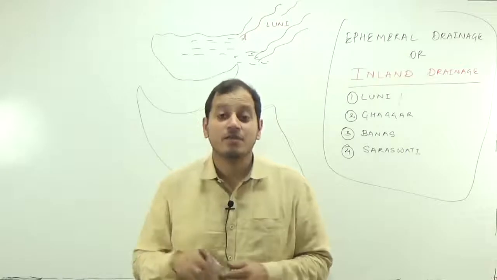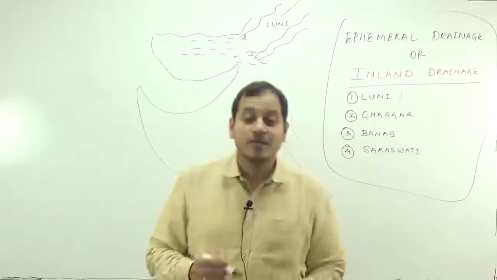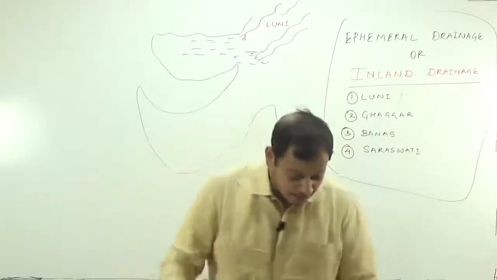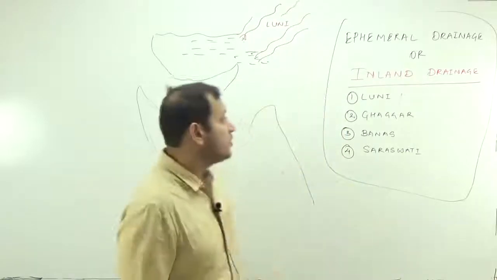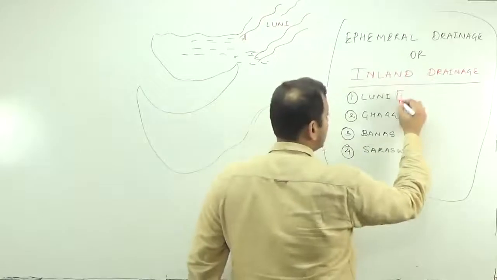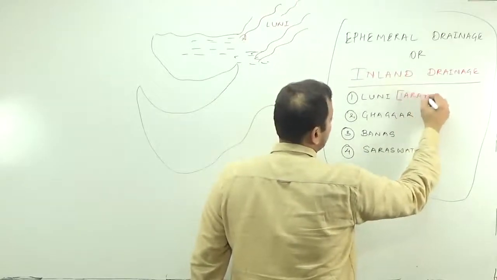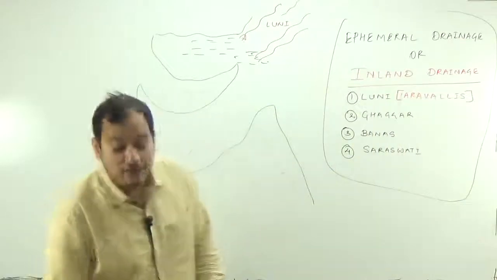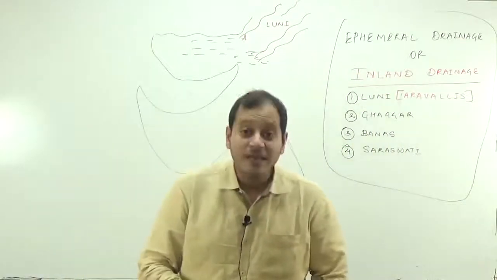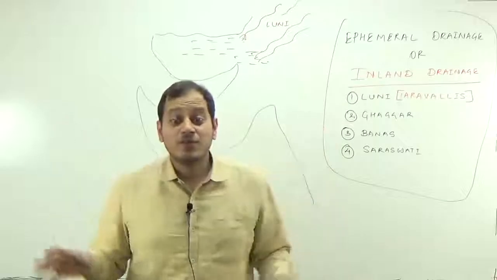That is the drainage system which does not meet the sea. So we have Luni, Ghaggar, Banas and Saraswati, out of which Luni is the largest river, which originates in the western part of the Aravalli mountain system. So that is about the west flowing rivers of India.